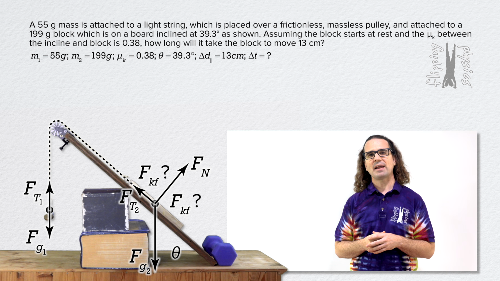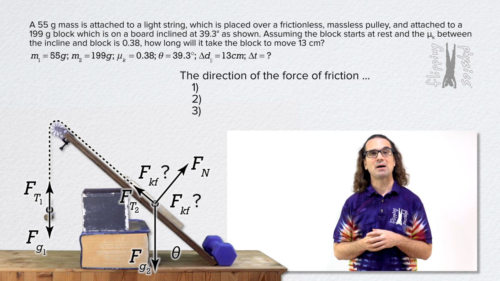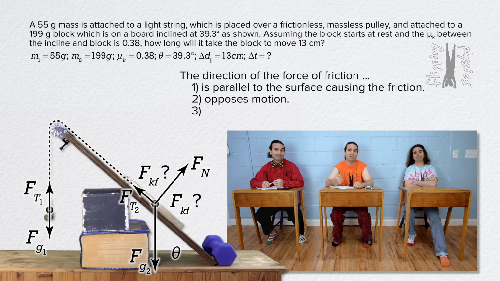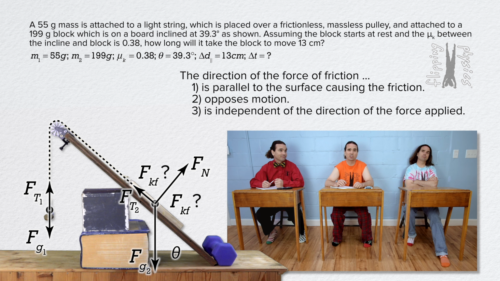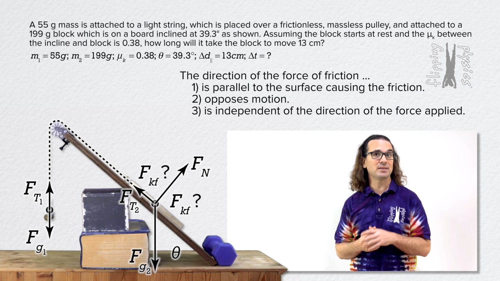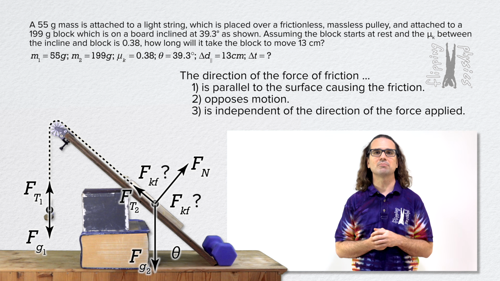In order to figure that out, who can remind me of the three things I asked you to remember about the direction of the force of friction? The force of friction is always parallel to the surface causing the friction. It opposes motion. And it is independent of the direction of the force applied, right? Those are all correct. And clearly the direction of the force of friction is independent of the direction of the force applied. There is no force applied in this problem.